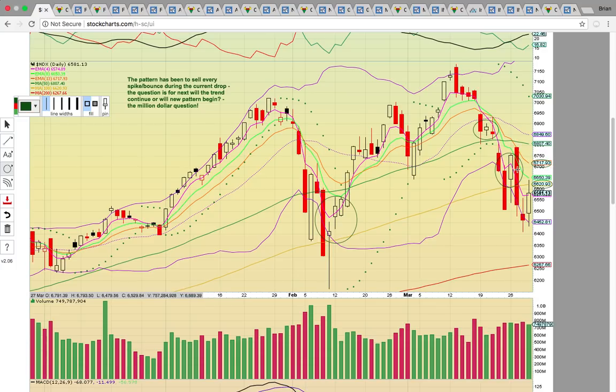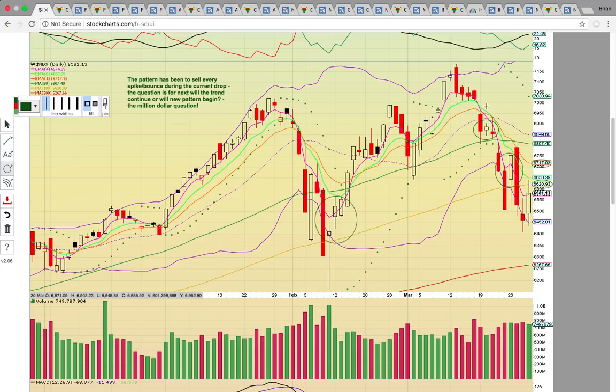And so basically, the Nasdaq is trying to bounce. Okay, and so the question is, basically the pattern has been to sell every spike or bounce during the current drop. So the question for next week is, will the trend continue, or will we see a new pattern begin?